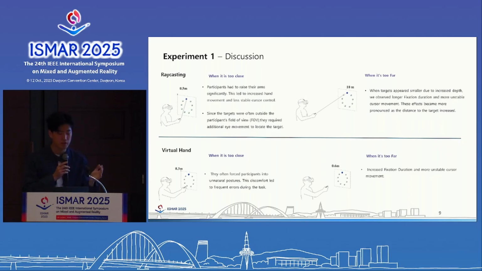For the virtual hand, when it's too close, it often forces participants into unnatural posture, such as leaning back to see the target properly. And this discomfort led to frequent errors during the task. And when it's too far, we observe increased fixation duration and more unstable cursor movement, and this caused longer movement time.